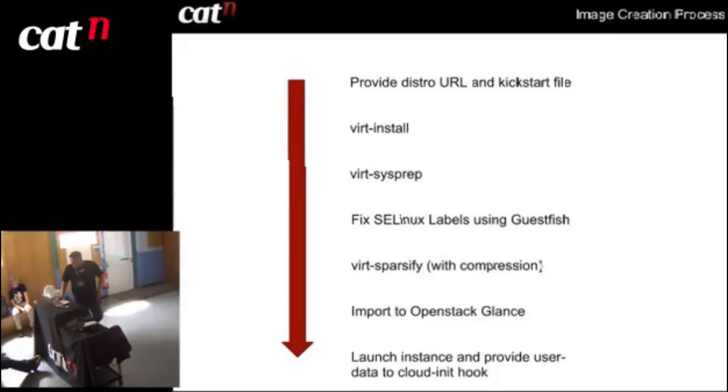Next, we will sparsify the image and compress it to make it nice and small, and then we've got a ready image to import straight into OpenStack and launch. Once we launch our image, then we hand off to the Cloud-Init hook, which will take your image through adding users, SSH keys, and then hand off. If you've got something like Puppet or another configuration management system, Cloud-Init can hand off to that.